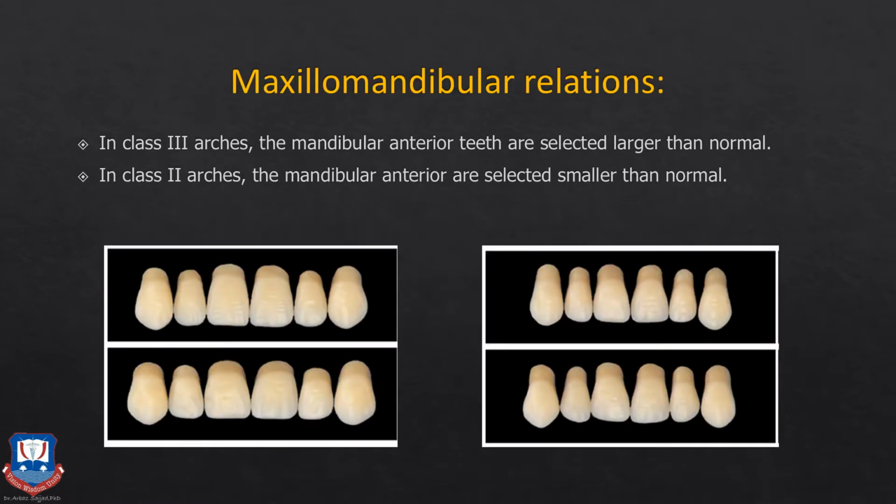Next is based on maxillomandibular relationship. In class 3, as we all know, the mandible is large, the maxilla is small, therefore the mandibular anterior teeth selected are larger than normal.